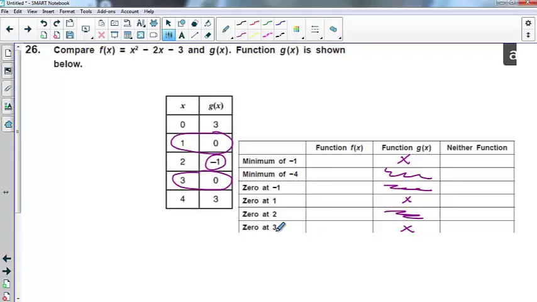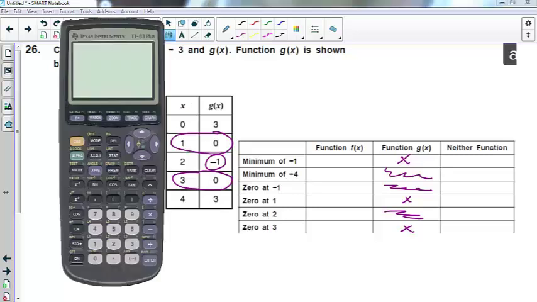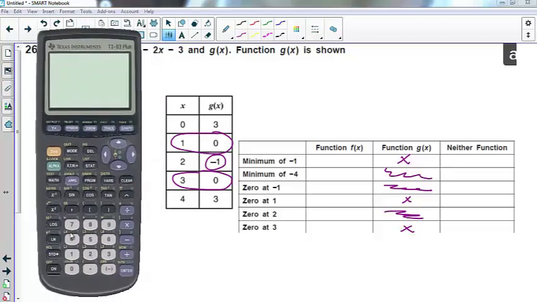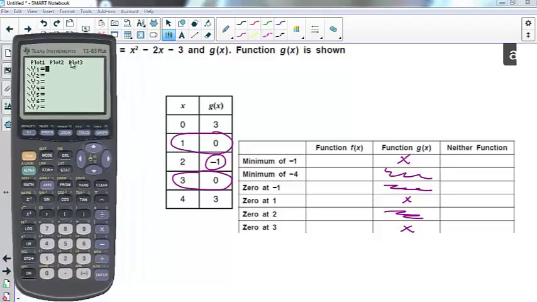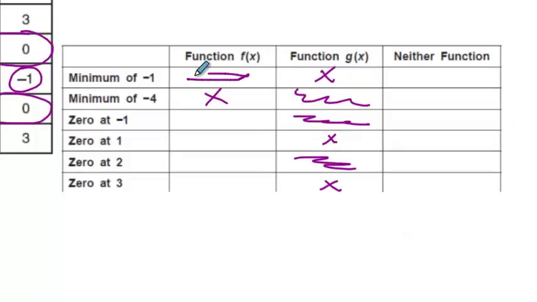Does that make sense? Okay, so the next part, for this one, you can actually plug in if you want to. I would probably look at it on my calculator. So if I graph this, it is x squared minus 2x minus 3. So whenever I'm looking at this, first of all, the minimum is not at -1. What's my lowest value here look like? -4. So it looks like that one goes there. Doesn't apply here.